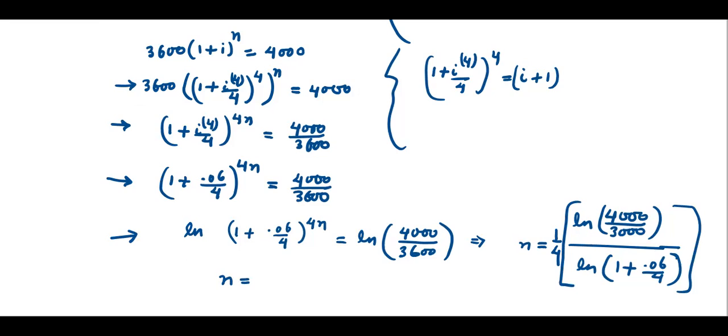Use a calculator and check what is the value of n. N, you will get in years, 1.7690410 9. Up to this you can take 7 to 8 decimal places initially.